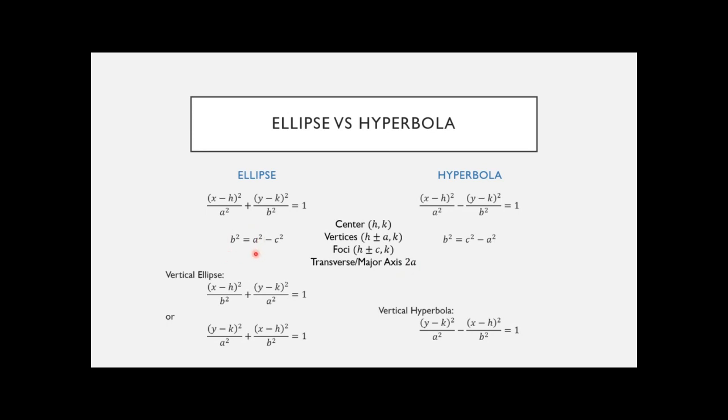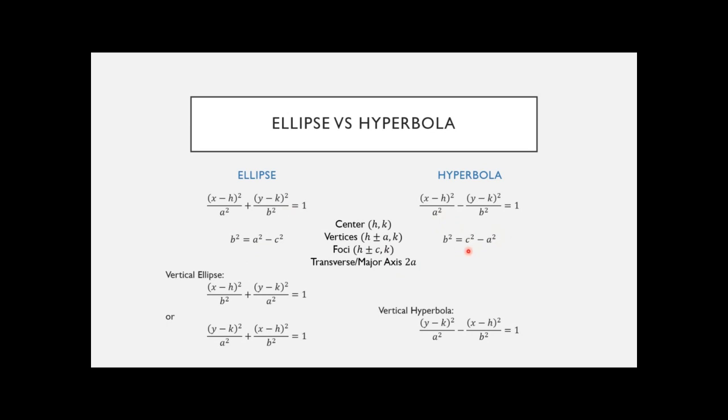There is a difference in how we solve for b squared. If you're finding b squared with an ellipse, it's a squared minus c squared. With a hyperbola, it's the other way around: c squared minus a squared. It's like an inverted ellipse in a way, where what's positive is now negative. So our positive sign became negative, and the signs between the a squared and the b squared flip. That's how it comes into this form.